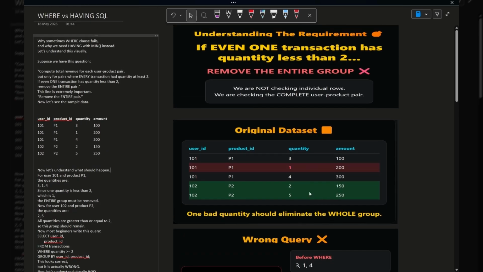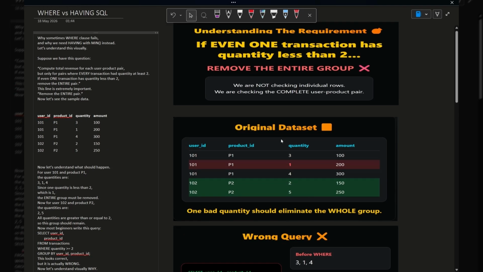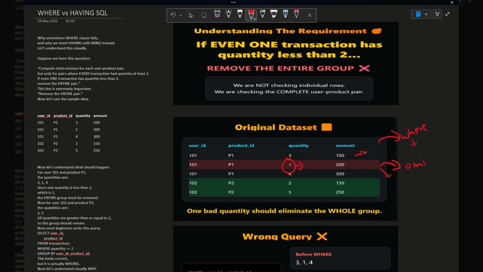Now, for example, this is the user id, this is the product id, and this is the quantity. For user id 101 and this product id, there are two records which satisfy the condition, but there is one record which does not. Now if we use the WHERE condition initially, it will omit this record, and by filtering it out, we will still get these two records which have quantity 3 and 4, which are greater than 2.